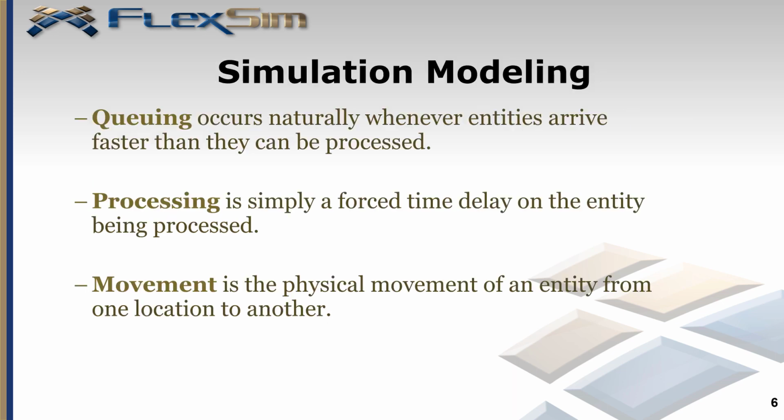Simulation modeling can usually be broken down into these three parts: queuing, processing, and movement. Simulation modeling is all about managing time, the time spent doing something, waiting for something, or going somewhere. Queuing occurs naturally whenever entities arrive faster than they can be processed. Processing in modeling is simply a forced time delay on the entity being processed. Movement is the physical movement of an entity from one location to another.